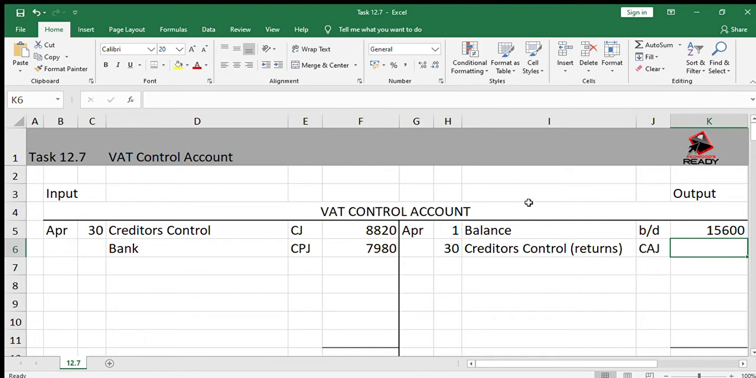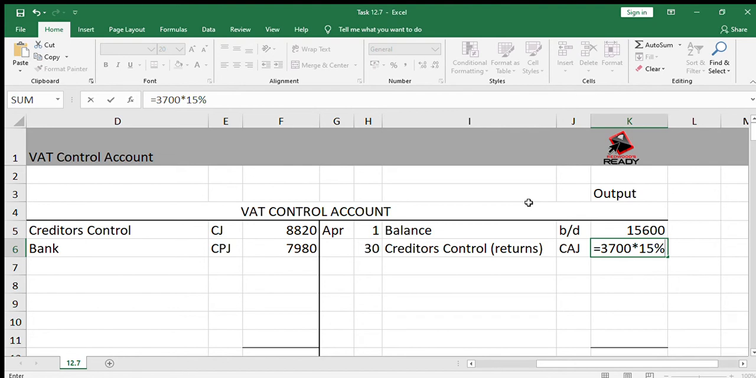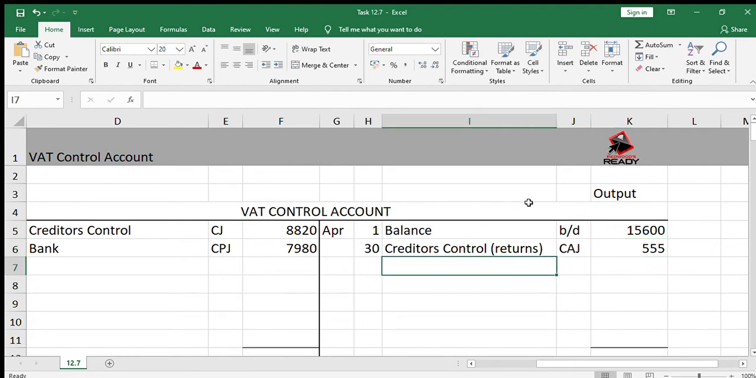Okay, it says that 3,700 excludes VAT, so we need to work out the VAT portion. So we're just going to say 3,700, and I'm going to use 15% if we have to calculate anything. So 555.